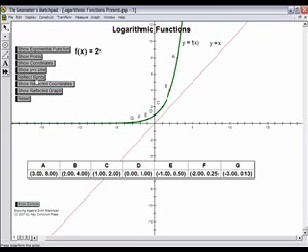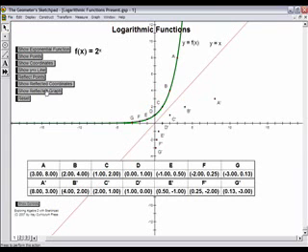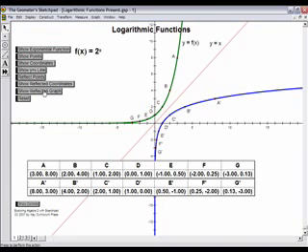So let's reflect those points about the line y equals x. There they are. We see their coordinates. We've just switched x and y. And there's the reflected graph, and that's going to be log to the base 2 of x. So 2 to the x and log to the base 2 of x are inverses.